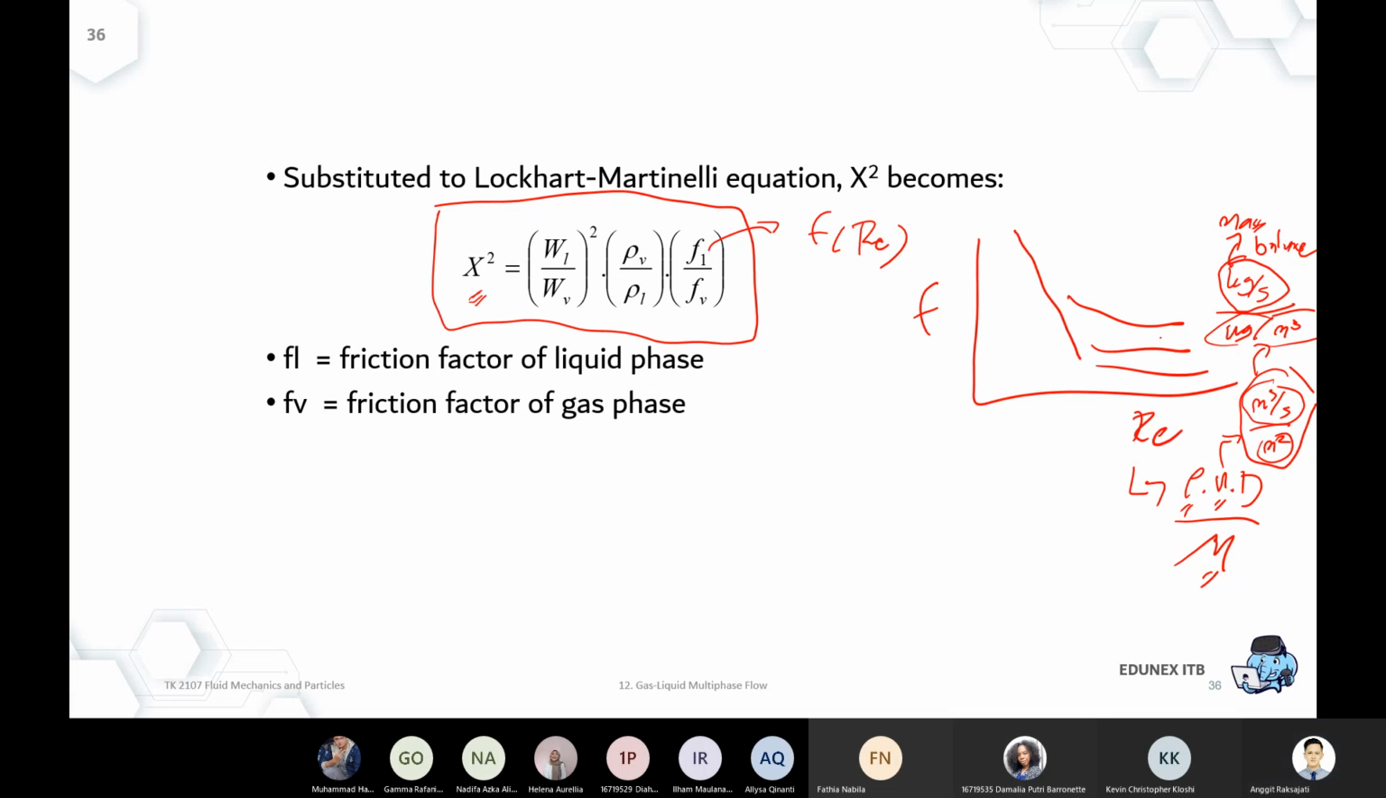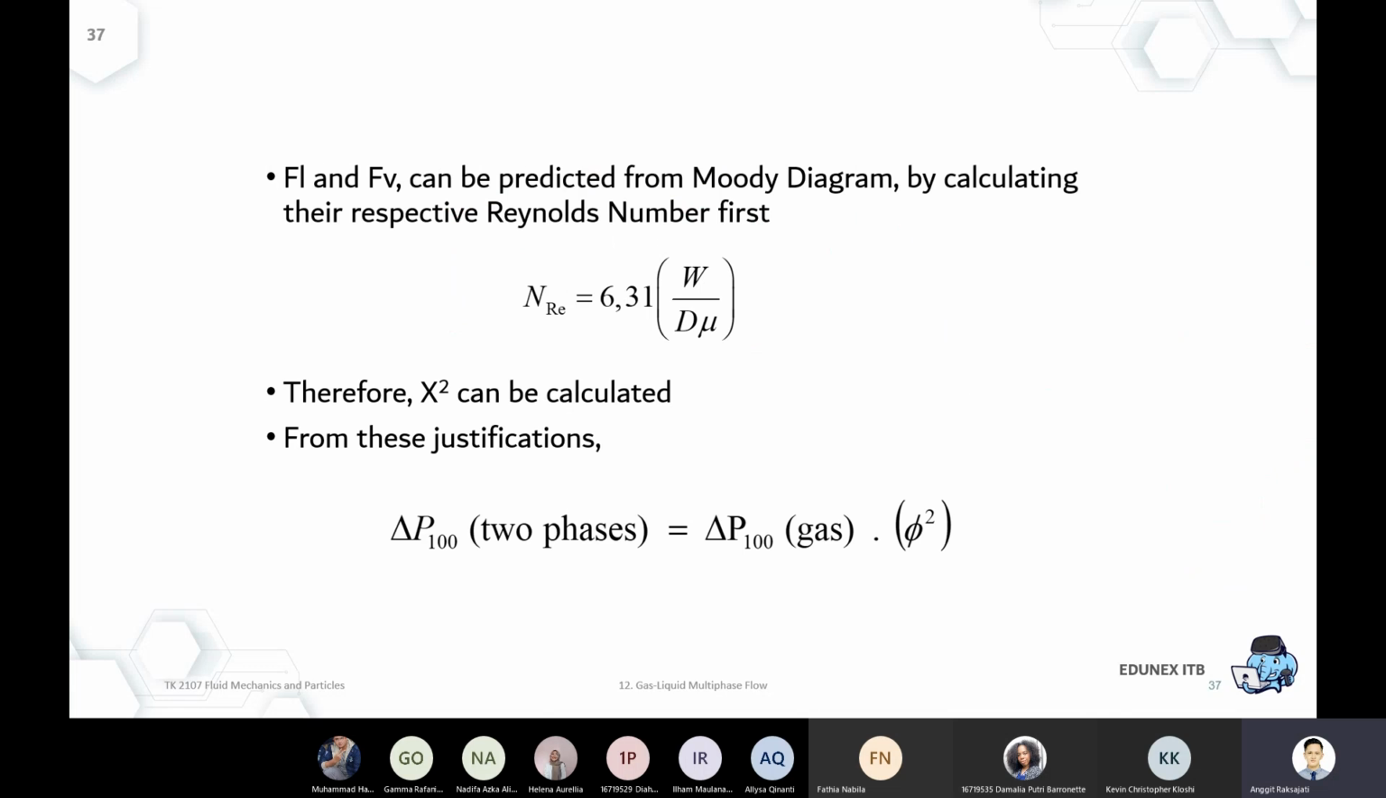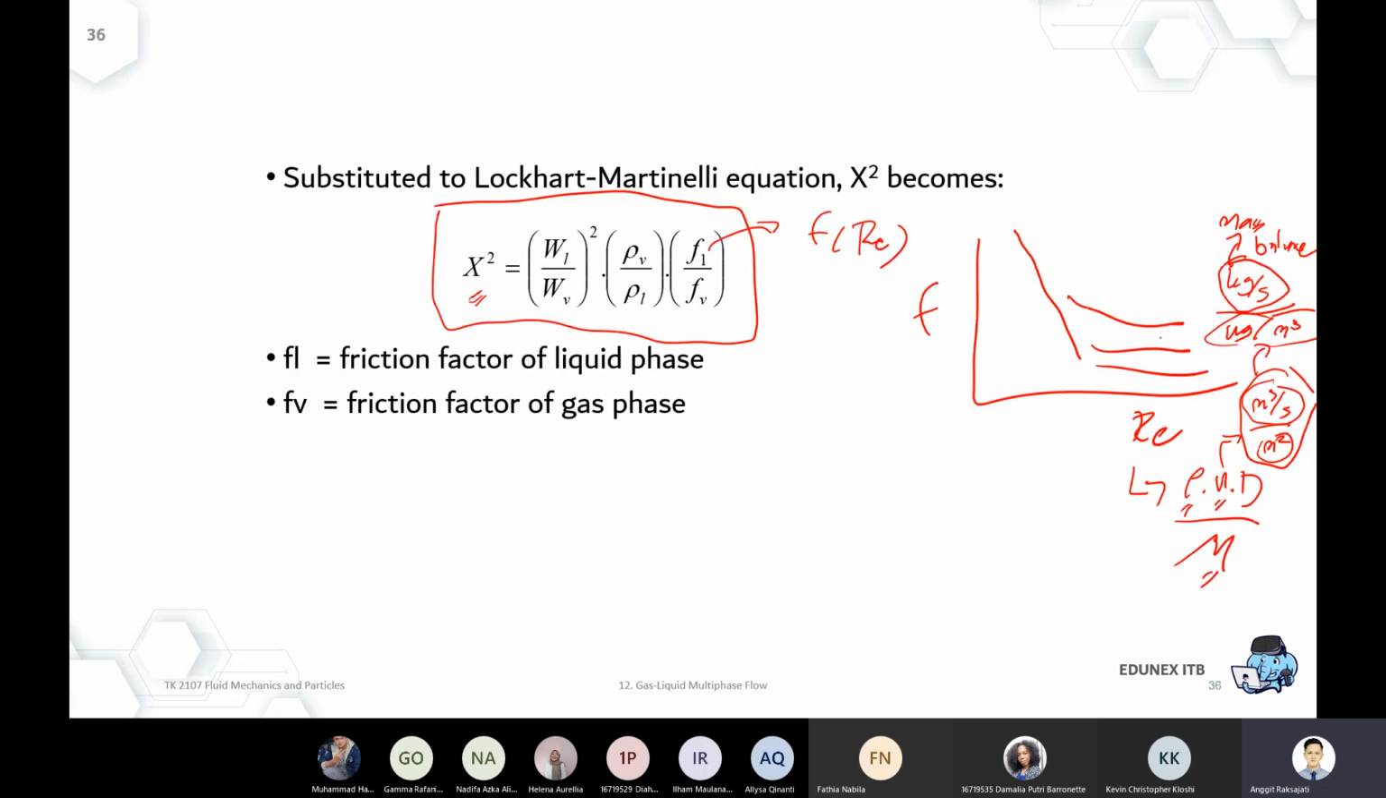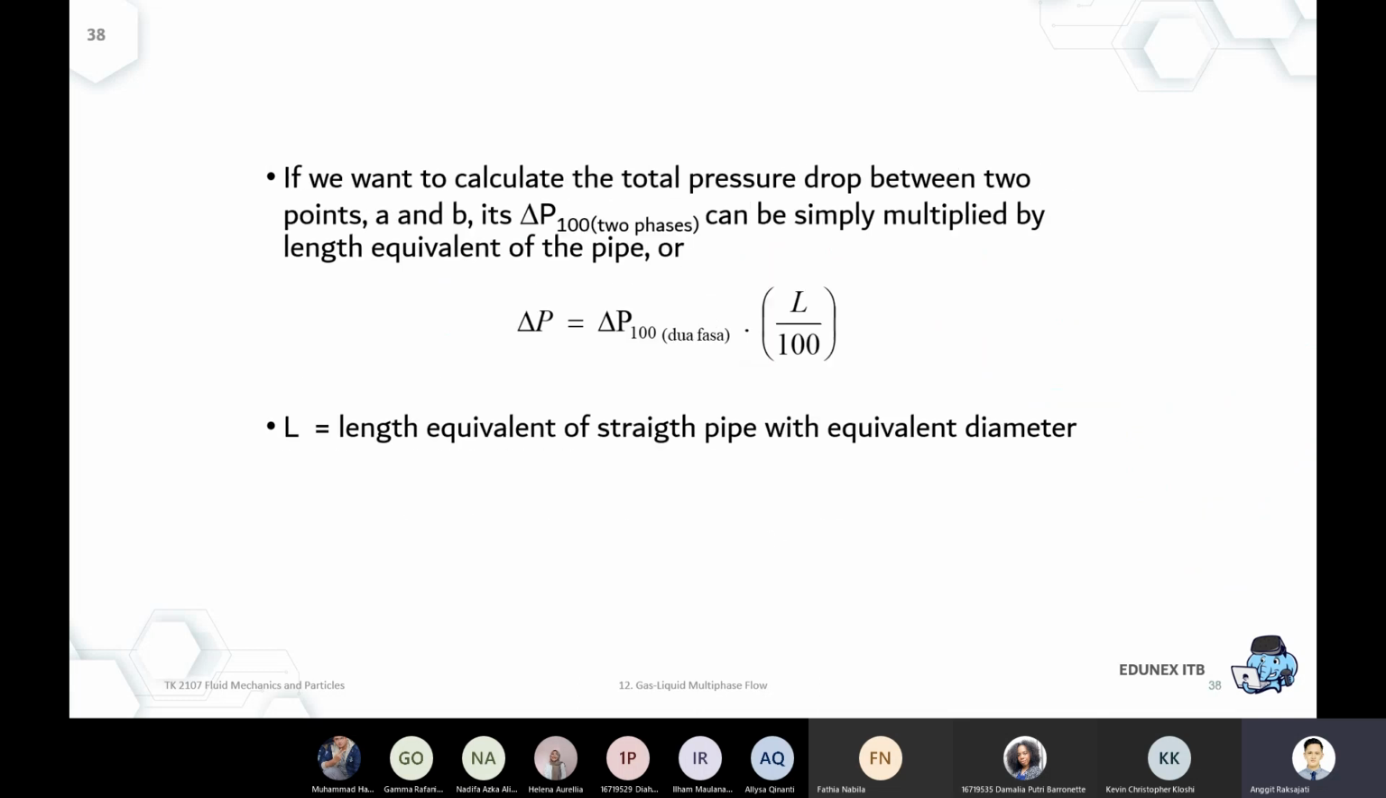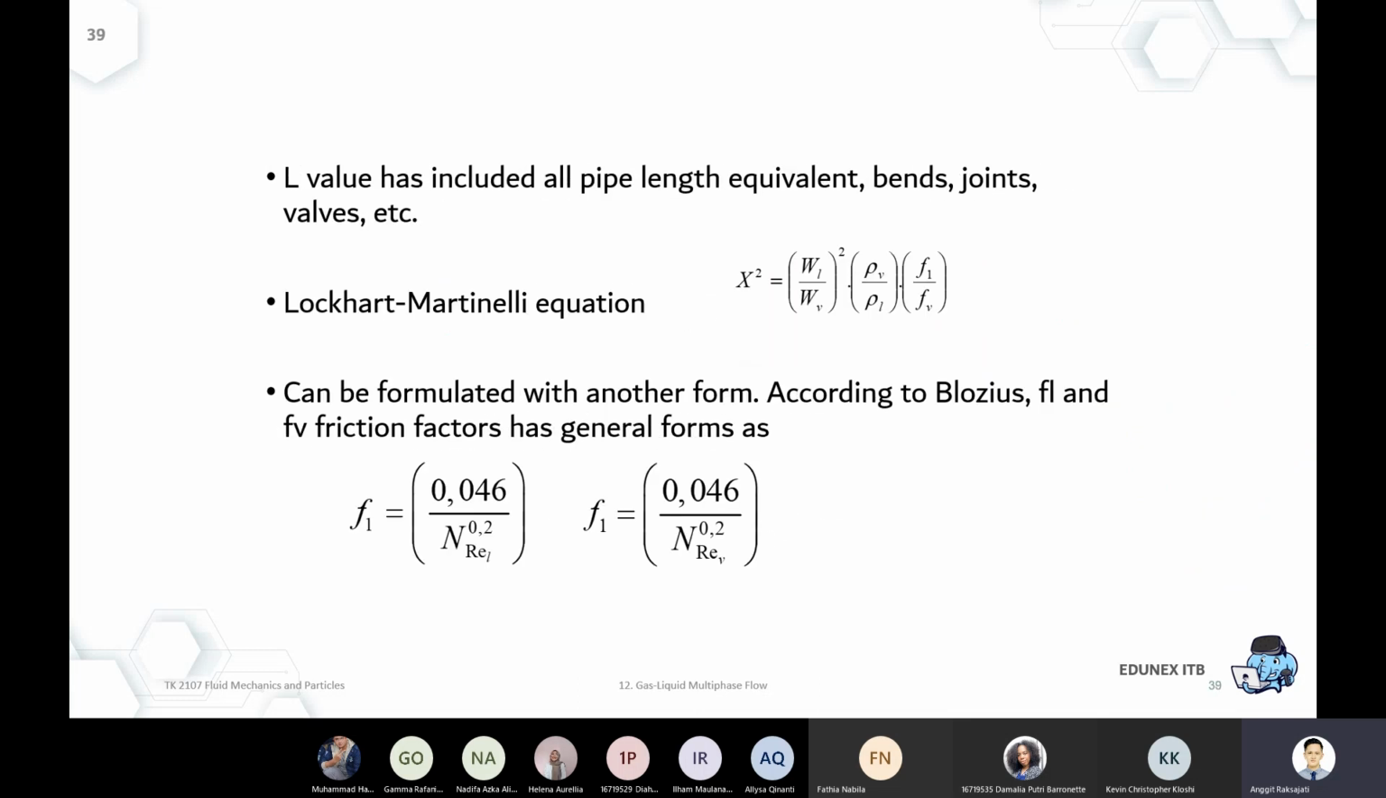Okay, and we'll say that's mostly it. Once we get the value of x squared, everything else is quite simple for Lockhart-Martinelli. What's this? It's actually the same thing. We're up until this part.